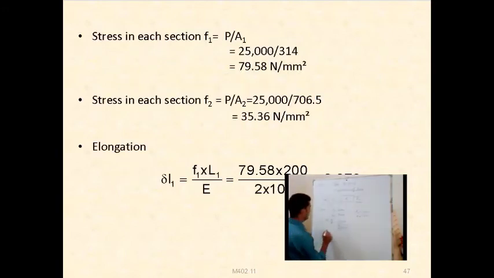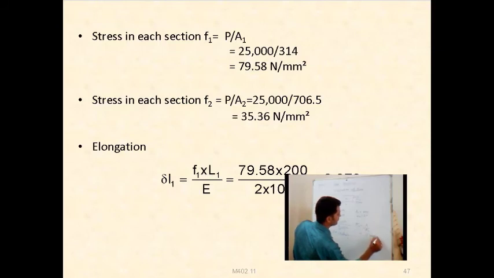Stress for the first one, sigma 1, is 79.58 Newton per mm square. Similarly, the stress for the second one is load by area 2. The load is the same, the area will be different. Using the diameter of the second one, we get a stress of around 35.56 Newton per mm square. These are the stresses for the given variation of the bar.